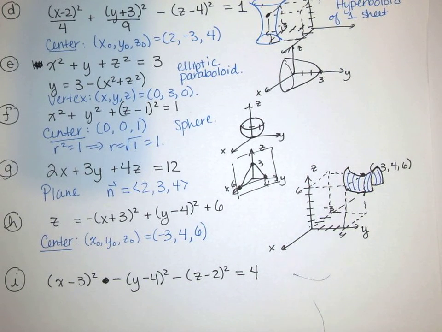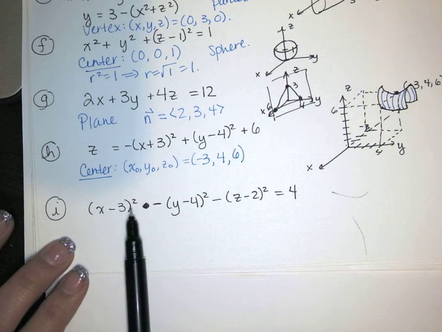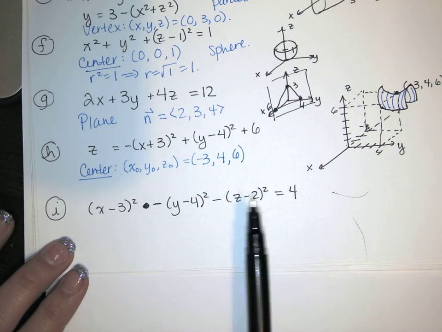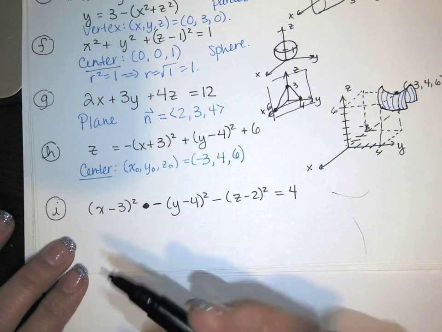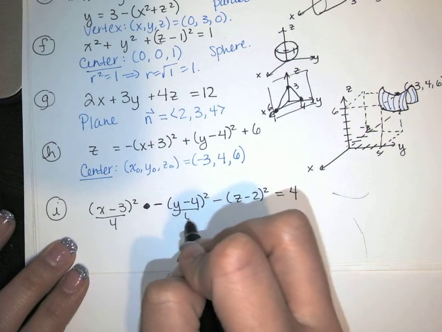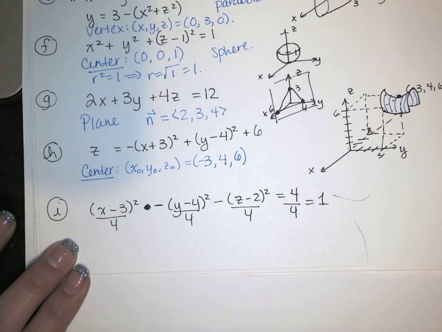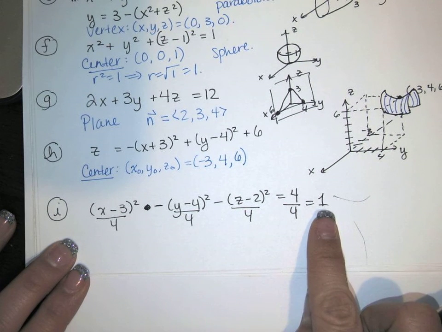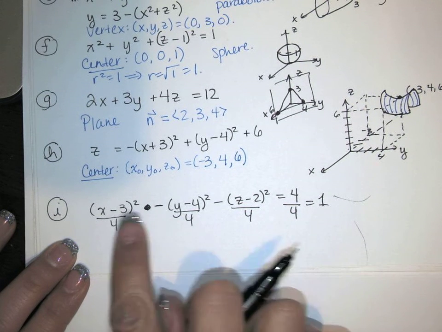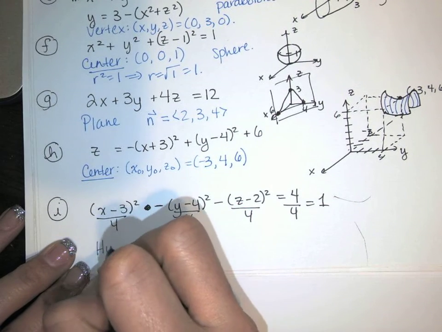All right, last one. I've got an x squared term, a y squared term, and a z squared term. I've got a 4 over here, which I could easily make a 1 by dividing both sides by 4. So it's either a hyperboloid of 1 sheet or 2 sheets, because I've got negatives and a 1. Now since I have 2 negatives and a positive, this is a hyperboloid of 2 sheets.